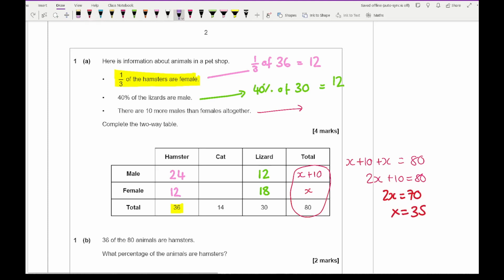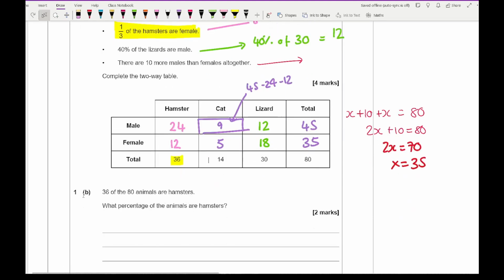So if X equals 35, this is going to be 35 and this is going to be 45. Let me just rub those two things out. So we know that this is going to be 45 and this is going to be 35. Then all that's left for me to do is work out the number of cats. The number of male cats is going to be 45 minus 24 minus 12, which gives me an answer of 9. And then 14 take away 9 is going to give me 5. So there is my completed two-way table for part A.